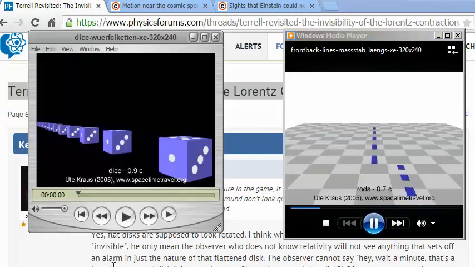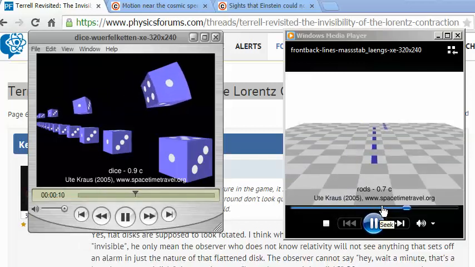Now, both of these animations show a set of oncoming objects as they travel along at relativistic speeds. The rods on the right are receding and approaching at 70% of the speed of light, whereas the dice over on the left are approaching at 90% of the speed of light.